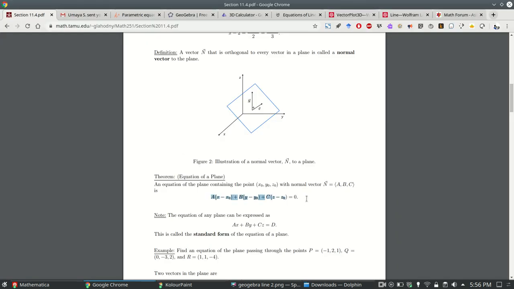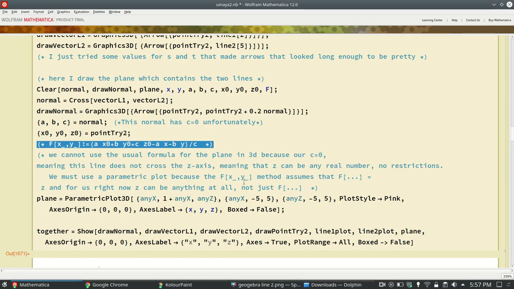The problem with that is that if c equals 0, then there is no z, because 0 times anything is 0, so there is no z here. This equation has no z at all, because c equals 0. So you cannot really solve this for z. If you tried to solve this for z, you would have to divide everything by c, but c equals 0, and you will get a division by 0 error. And so on Mathematica, you cannot use the usual way to plot this plane.